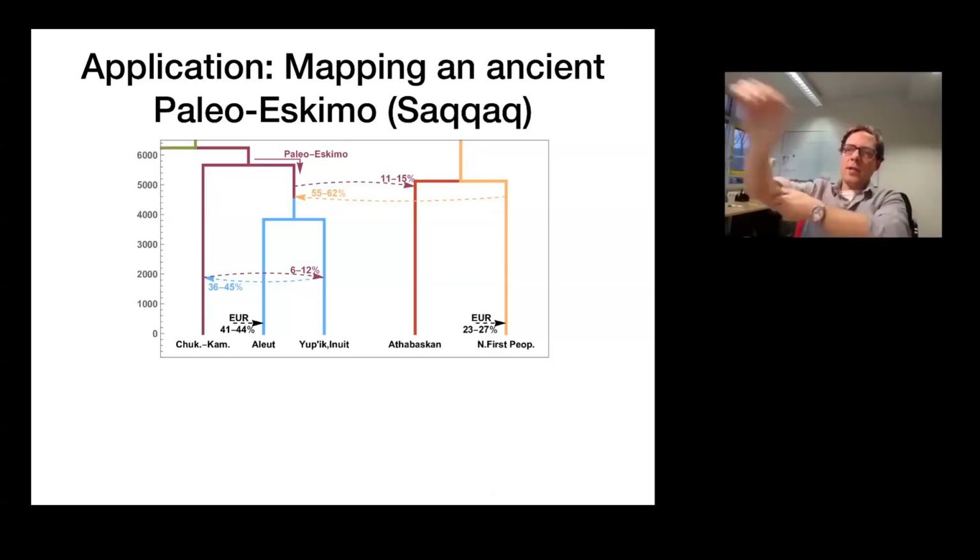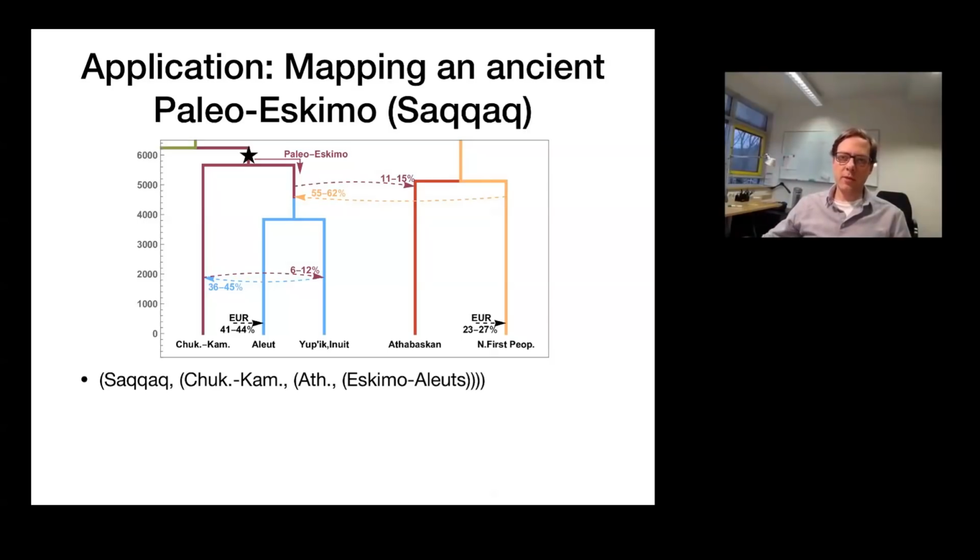So we mapped the ancient Paleo-Eskimo first. This is the ancient Saqqaq genome for which we have whole genome sequence data. And we asked RareCoal, in which branching position do we get the best likelihood for this genome to fall onto the tree? So we estimated this position here, which is ancestral to Chukotko-Kamchatkans and Athabascans and Eskimo-Aleuts here. As a second position, we tested here, where Saqqaq is assumed to be a sister clade to Chukotko-Kamchatkans.